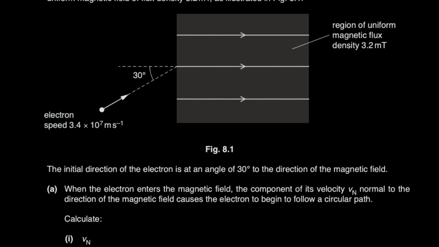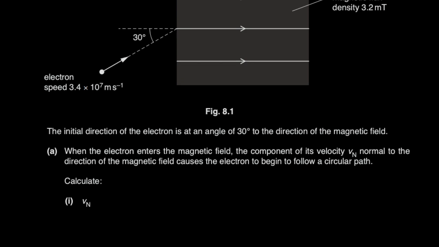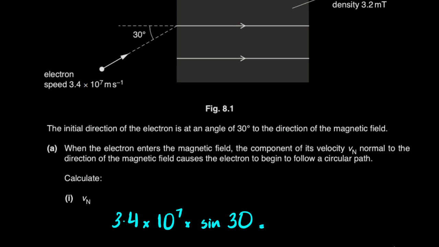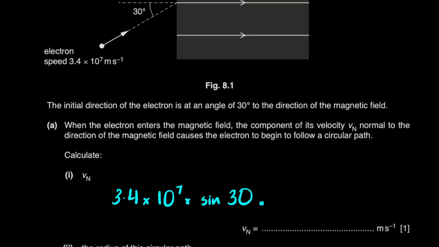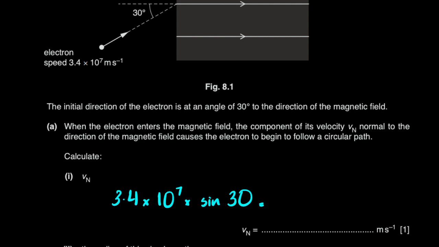We know this. So first we need to calculate Vn. The component which is going to be perpendicular to the field is this one. That one is not with the angle, so it's going to be 3.4 × 10^7, and since it's not with the angle, it's going to be sine 30. So this answer will turn out to be 1.7 × 10^7 meters per second.